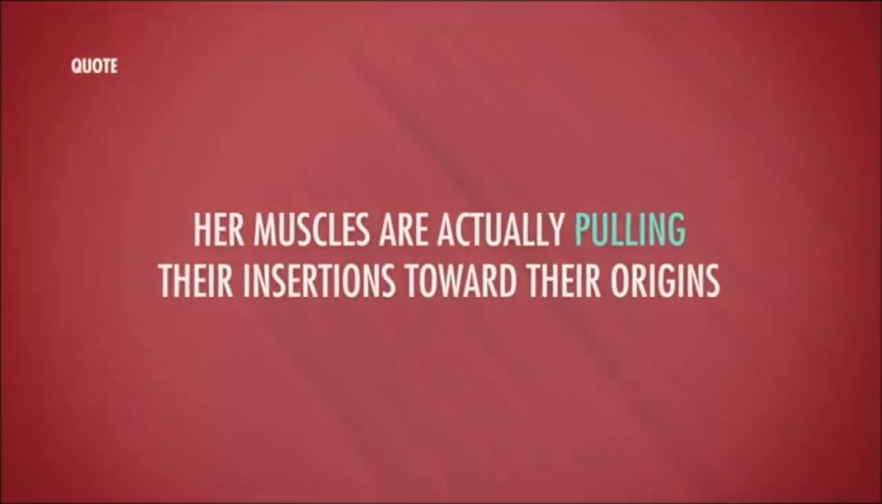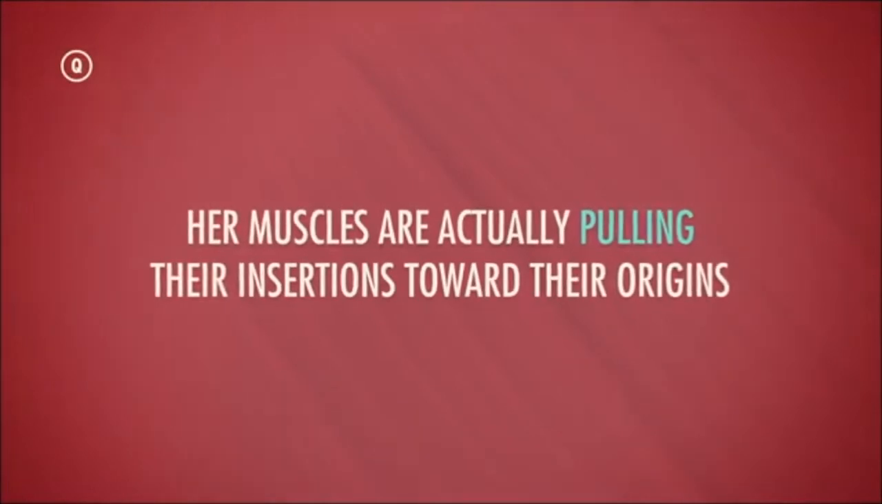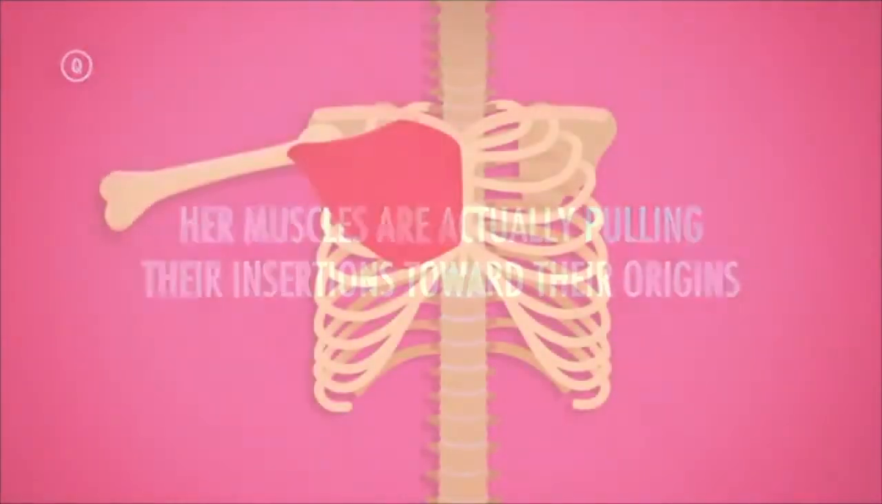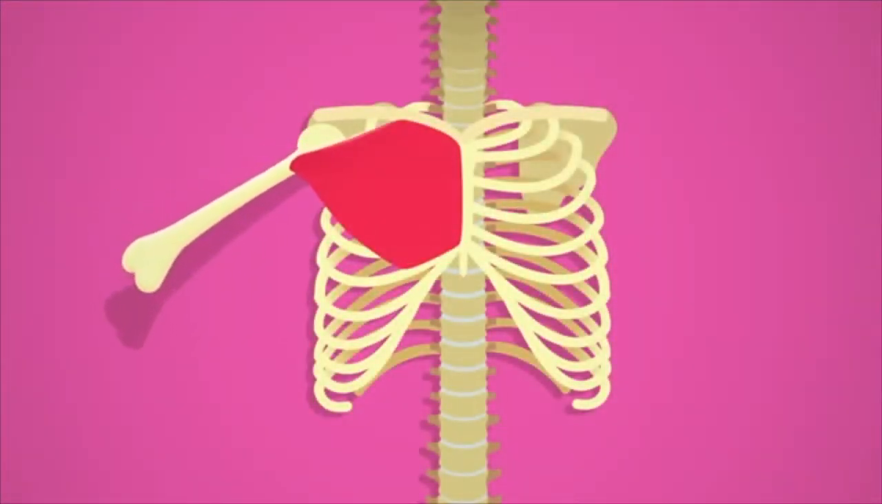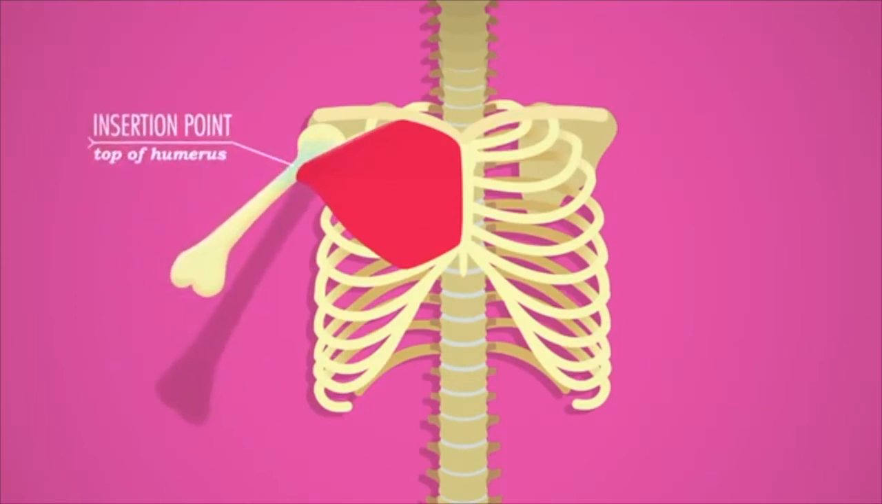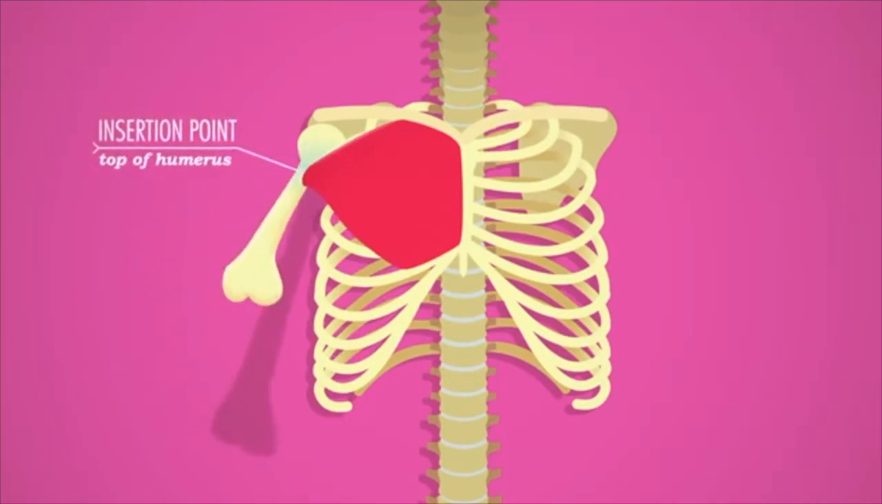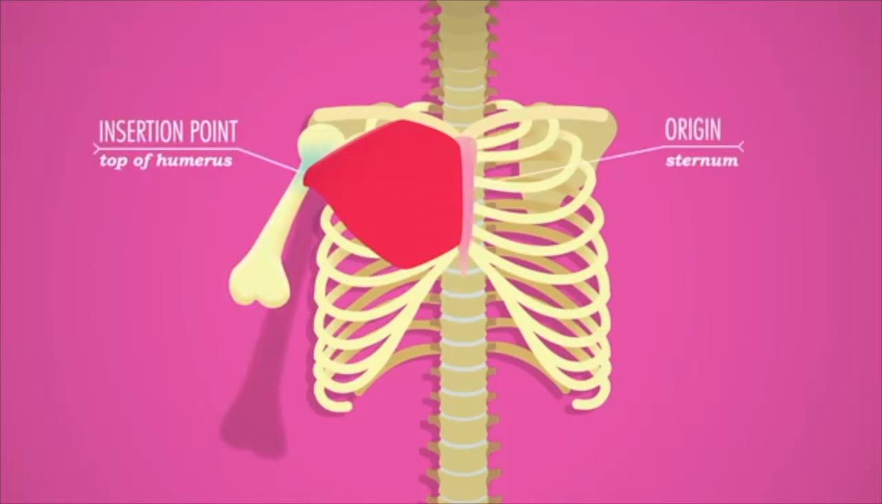Muscles can't, like, extend themselves beyond their resting state to push a bone away from it, so even though Claire's pushing herself up off the ground in an exercise we call push-ups, her muscles are actually pulling their insertions toward their origins. When she pushes herself up, her pectoralis major is contracting, pulling its insertion point, which in this case is the top of her humerus, toward the immobile origin, which is her sternum.